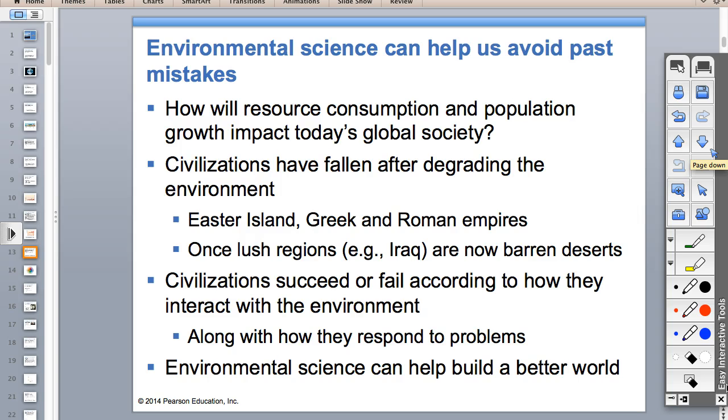And so the people of the island, the Rapa Nui, I think that's a crazy word. Is that really the right word? But they died. And so civilizations are going to succeed or fail based on how they use their resources.